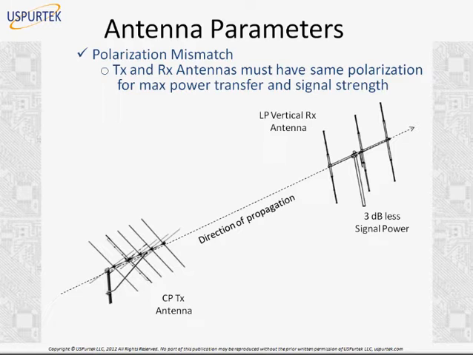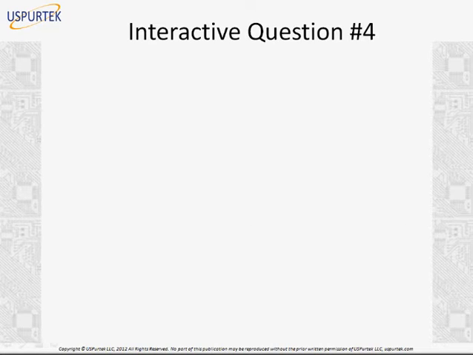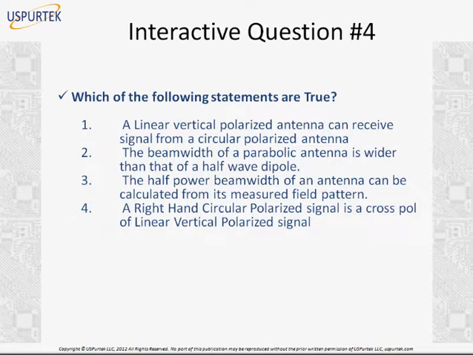For full power reception, you must have a CP antenna on the receive side too, so that you can receive both horizontal and vertical signals. In this case, you are receiving only the vertical signals, not the horizontal ones. So your signal power is half. And that we can say we have a polarization mismatch.